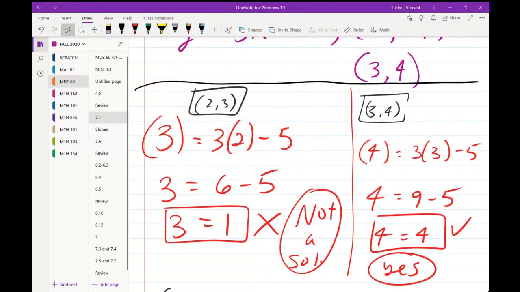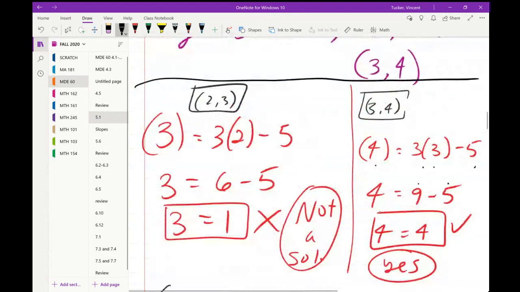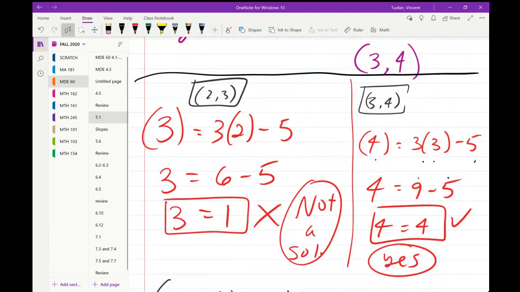Plugging in (3, 4), that means 4 is y, 3 is x. 4 equal to 3 times 3 minus 5. 3 times 3 is 9. 9 minus 5 is 4. So it's equal to 4. So that means that is a solution for the equation. All right, make sure we are okay. Let me know if you have any questions.